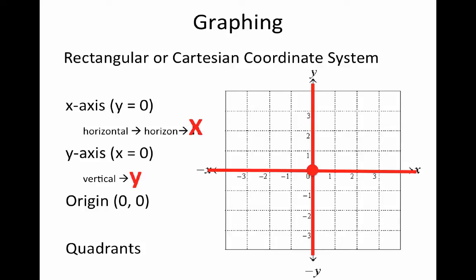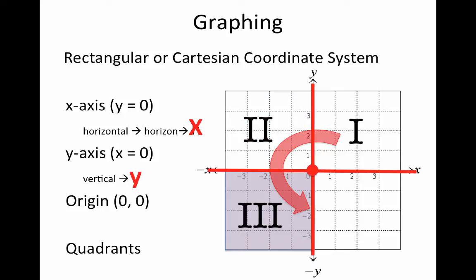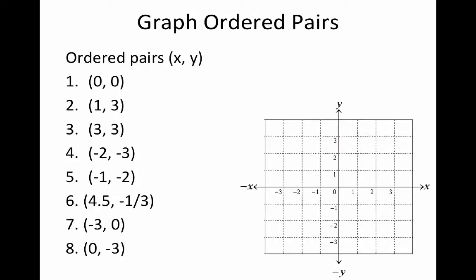And finally, we label the quadrants in the Cartesian coordinate system. We start with the top right quadrant where both X and Y are positive, and we move counterclockwise. Quadrant 2 is where X is negative and Y is positive. Quadrant 3 is where both X and Y are negative. And quadrant 4 is where X is positive and Y is negative. These are good labels to know for the next test.